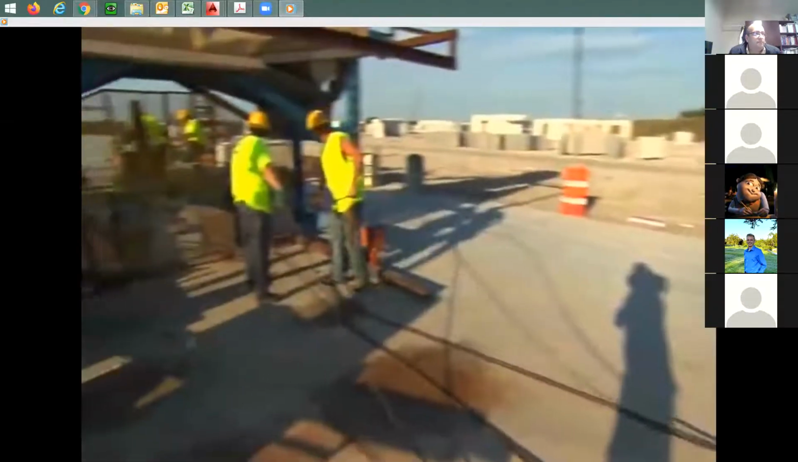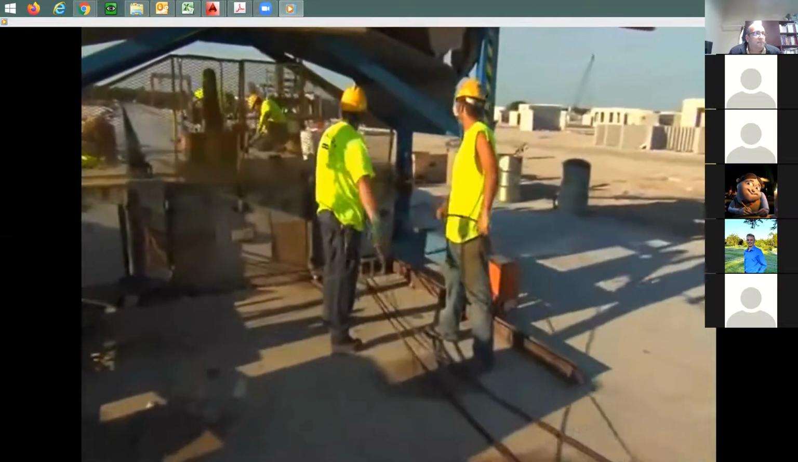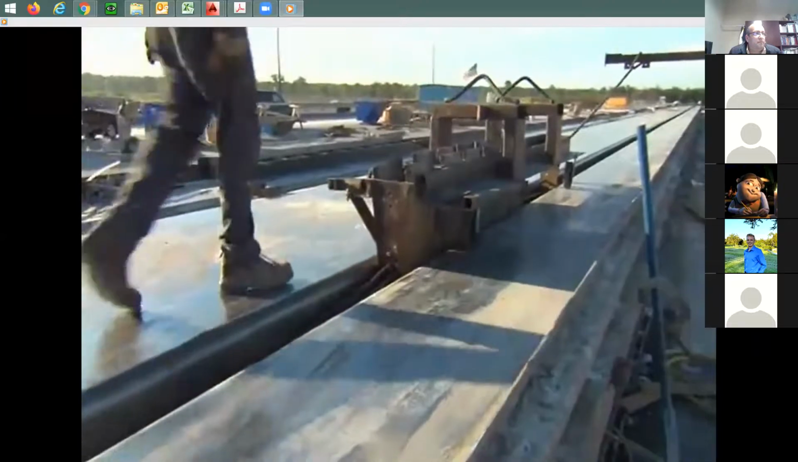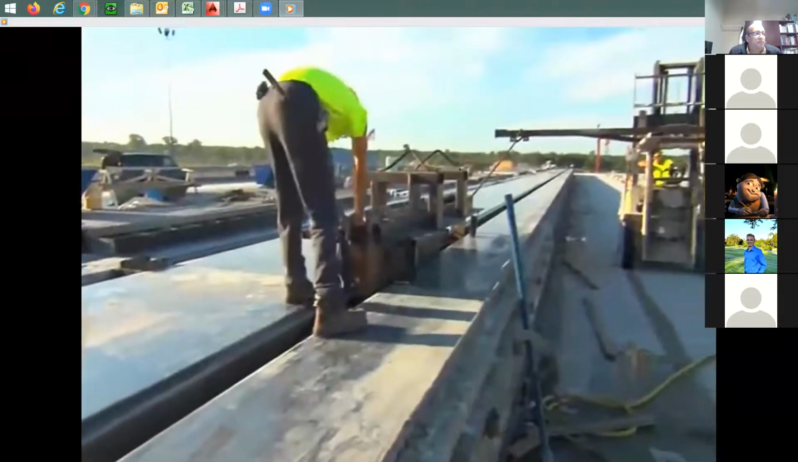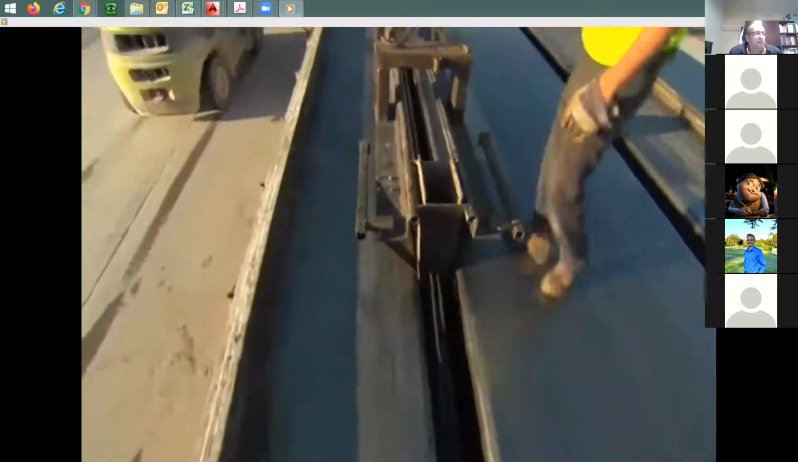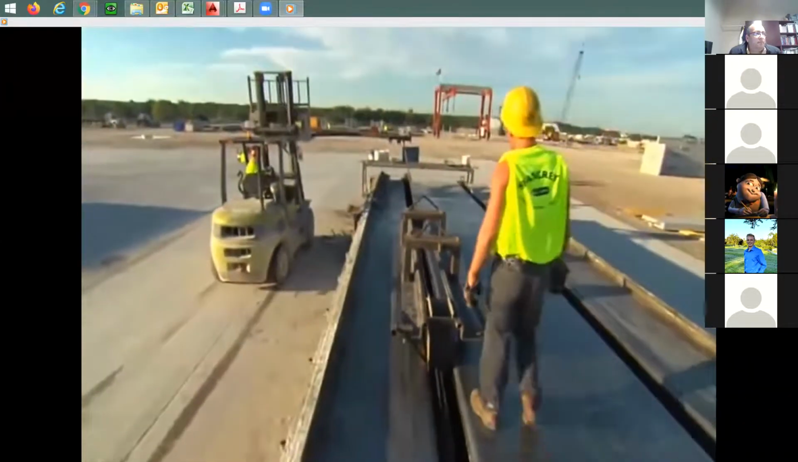Next, the strands are placed in the form and extended from end to end. Crew members thread the strands through each of the dividers and then run them through the stressing plates at each end. The typical spacing of the strands is approximately 2 inches.